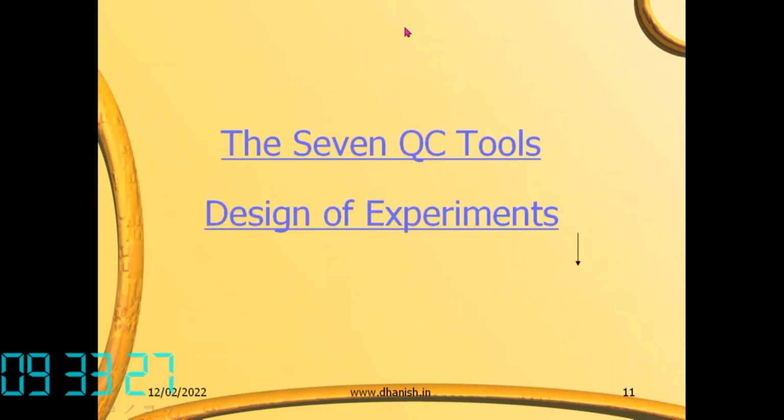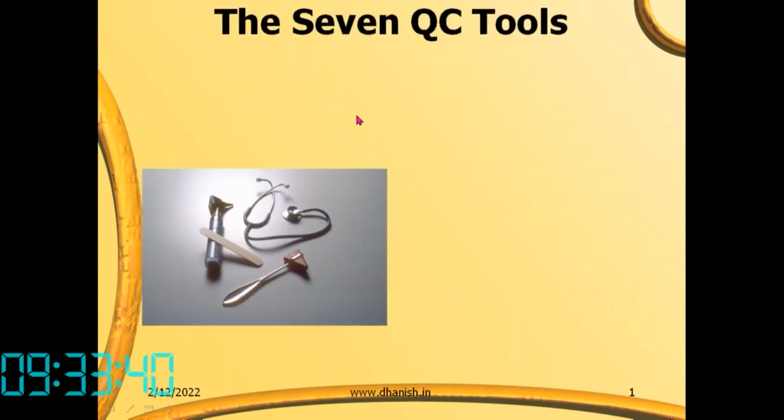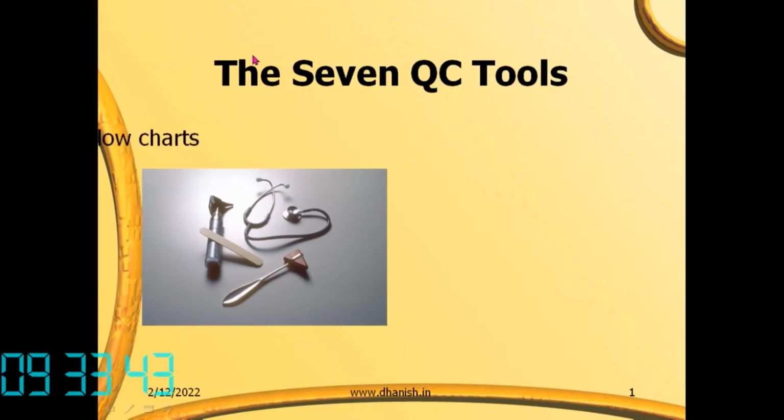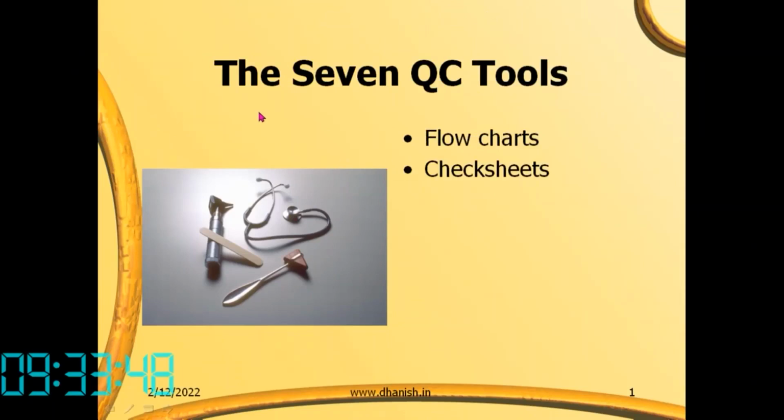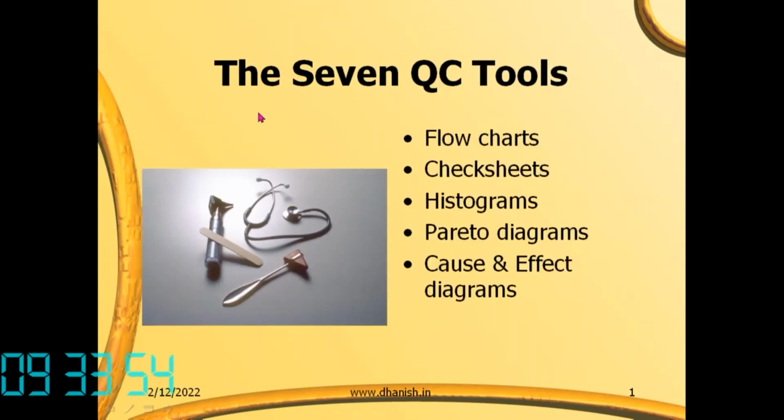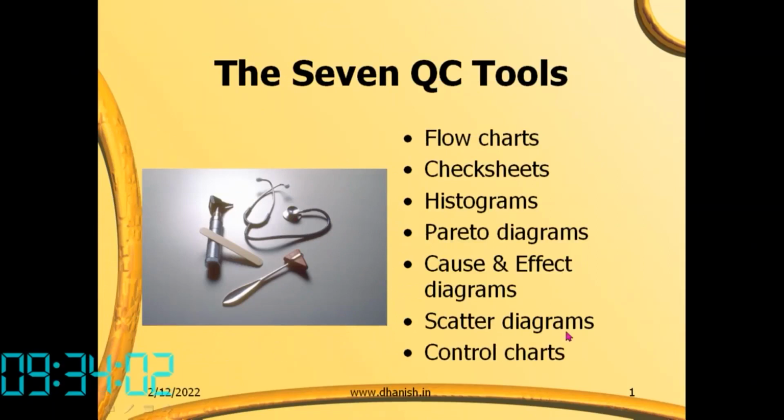Okay, so now we come to the various tools. So 7 QC tools is the first that we'll study. Then we'll go for design of experiments. So that will start from the next session. So the 7 QC tools, they are flow charts, check sheets, histograms, Pareto diagrams, cause and effect diagrams, scatter diagrams, and control charts. So these are the 7 QC tools.